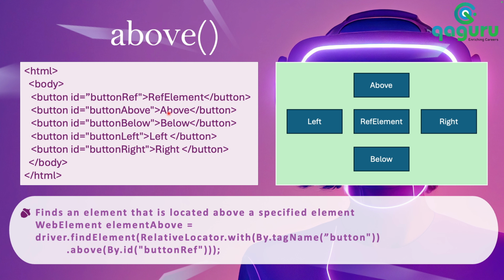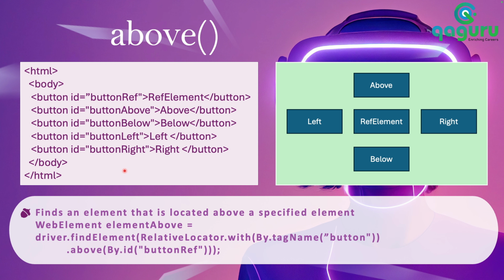Okay, ref element, above, below, and those are displayed here, right? So now we are considering this example just to learn the relative locators, because if the ID is present, definitely you can use the ID to identify it. But just to learn the relative locators, let us use this very simple example.